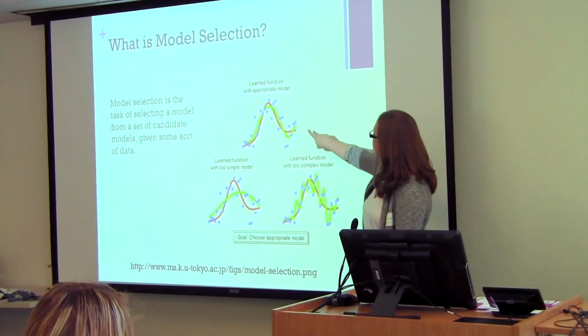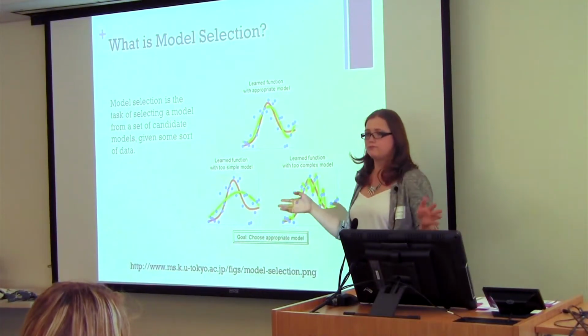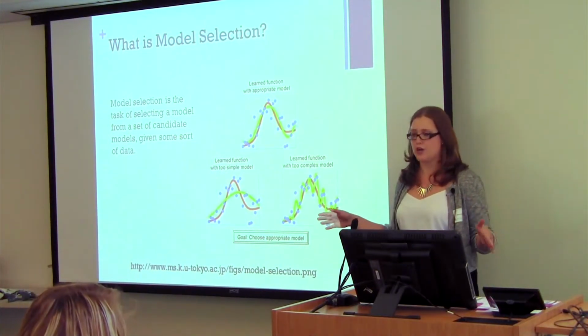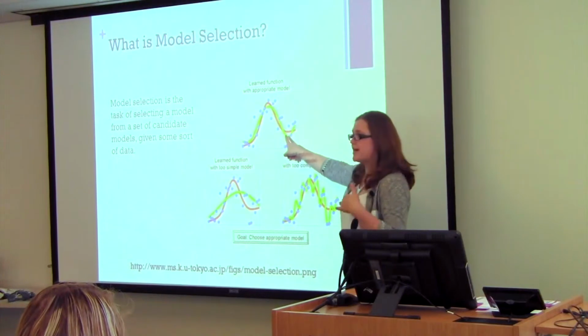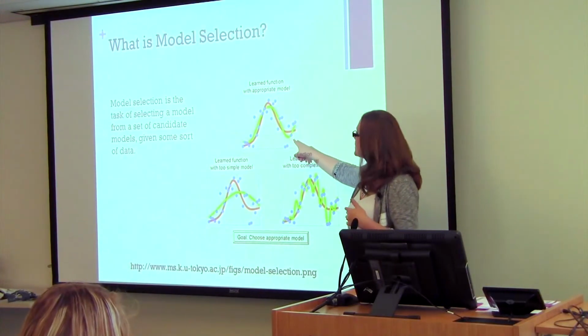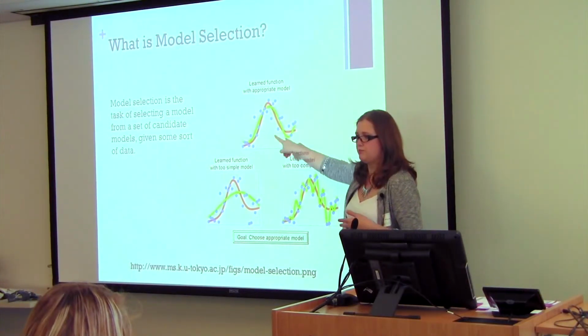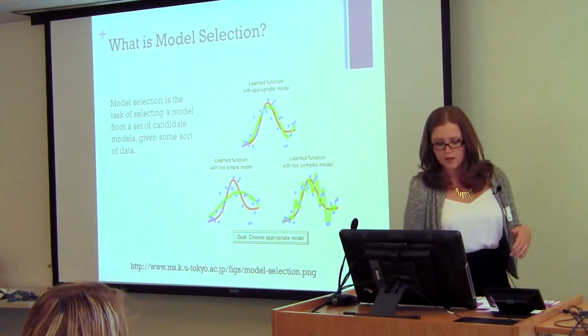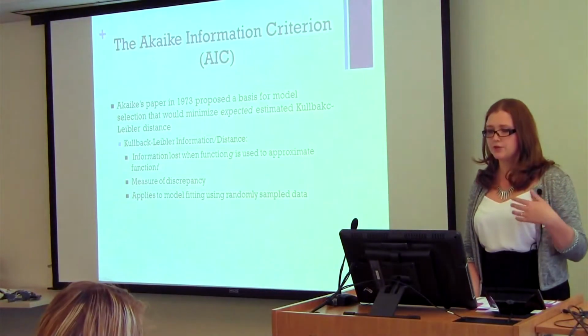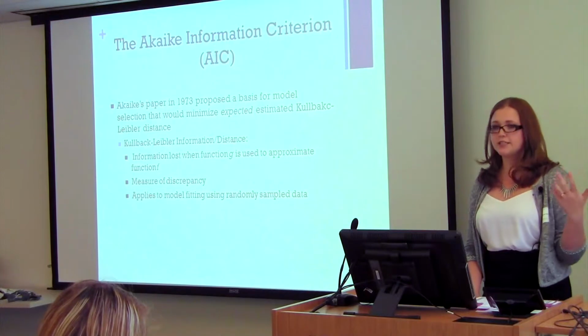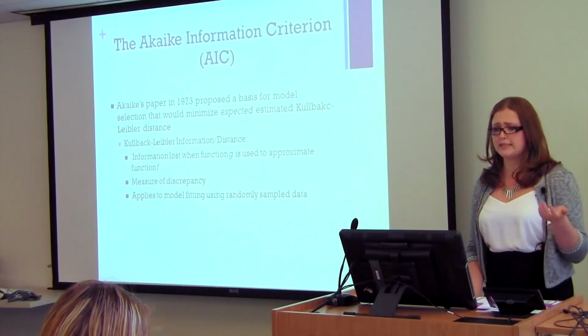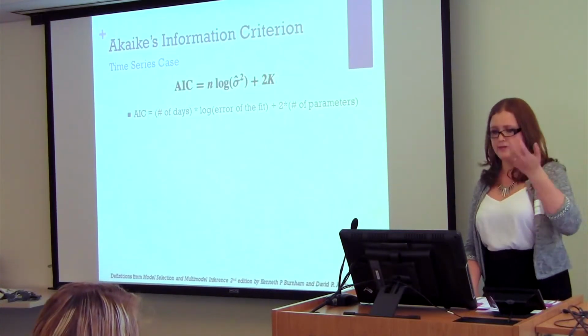Basically, if you assume that this red line is the true reality, which is unknown, and you have this green line as your model, the Kullback-Leibler distance is the distance between the two. It's kind of an error. So Akaike used this distance to create criteria for selecting models, and it's called the Akaike information criteria.